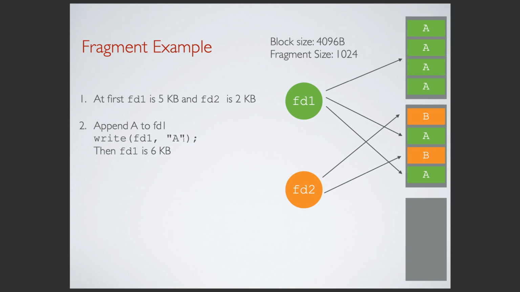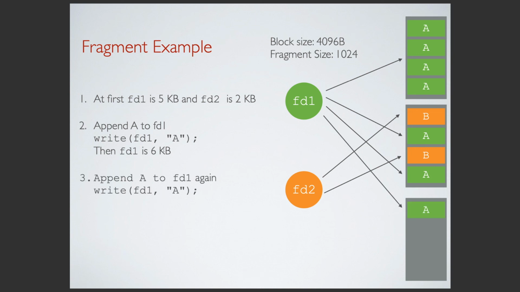We're going to write an A. If you write A, and assuming that this A is the size of a fragment, so 1024 bytes, here we're going to create another fragment, and we're going to put it in the same block here. Then it's fine, no problem. We have basically one pointer here, and then 2 small pointers to fragments. So then FD1 is going to be 6 kilobytes.